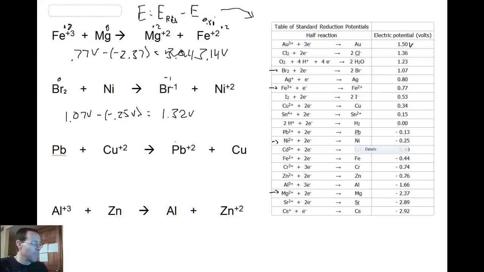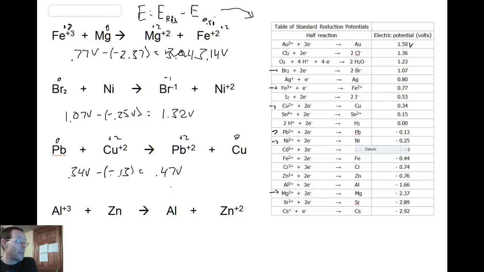Easy peasy. Next one, we have lead, which is a 0, going to a plus 2. Oh, that is not getting smaller. So let's look at copper. It's plus 2 to 0. So really my copper is my one being reduced. So I'm going to find it. It's right here. 0.34 volts minus my lead, which is right here, negative 0.13 volts. So we get something that's 0.47 volts.